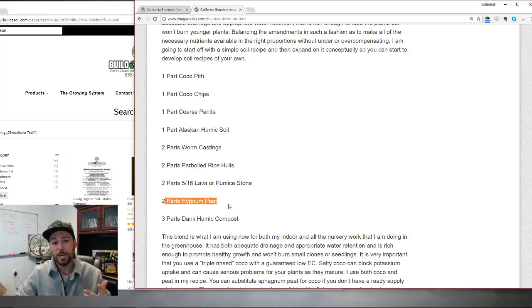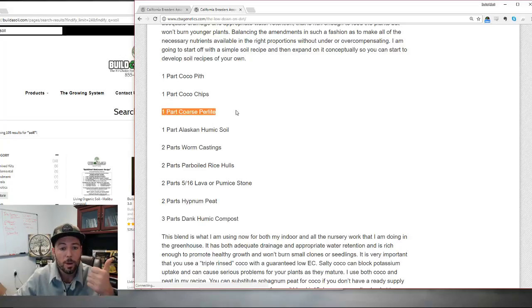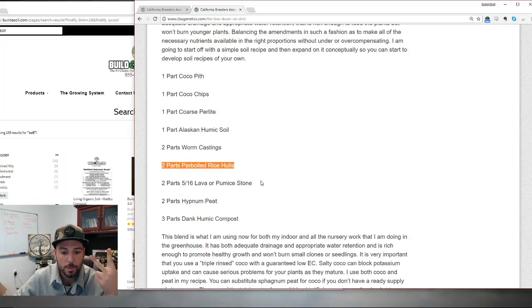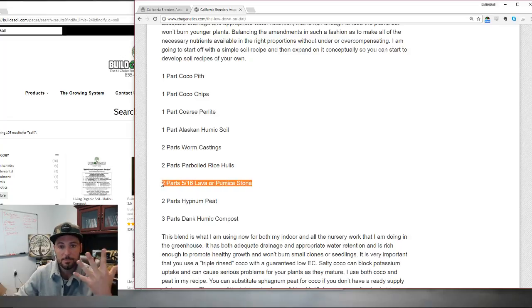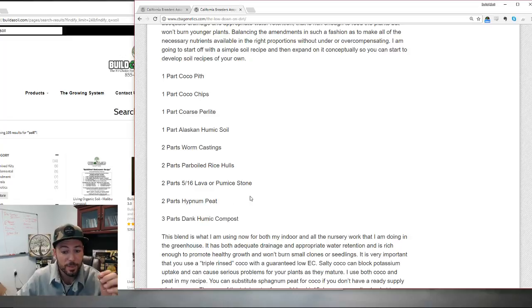The next part should be aeration. Let's count up 5 parts for his aeration. Okay, 1 part perlite, 2 parts rice hulls, and 2 more parts lava or pumice. That's another 5 parts, and that's aeration. So now we're following the BuildASoil principle exactly. Okay, this is perfect. The next thing would be the compost.